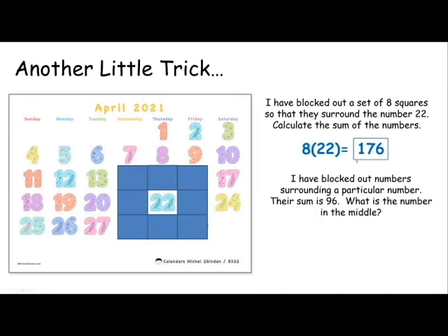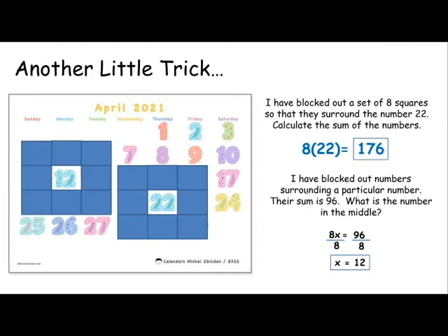Or how about this? What if somebody told you that the sum of the numbers surrounding their number is 96? Could you figure out what that middle number is? Hopefully you've paused the video and had a chance to think about that. All you have to ask yourself is 8 times what makes the 96? Well, that would be a 12. You get the number over here. I think that's pretty cool.